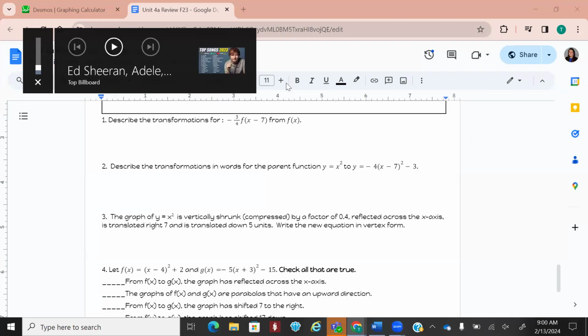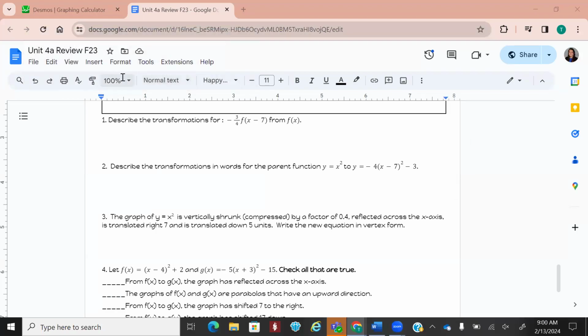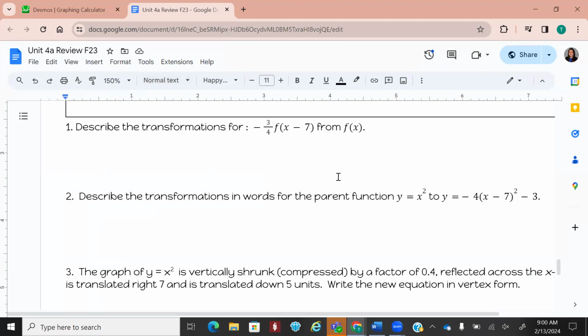Okay. So remember, today we're taking a mastery check over transformations. So definitely pay attention. Okay. So on this first one, it says describe the transformation. This is like one of the questions on your mastery check. It's going to say, hey, take this and describe it.